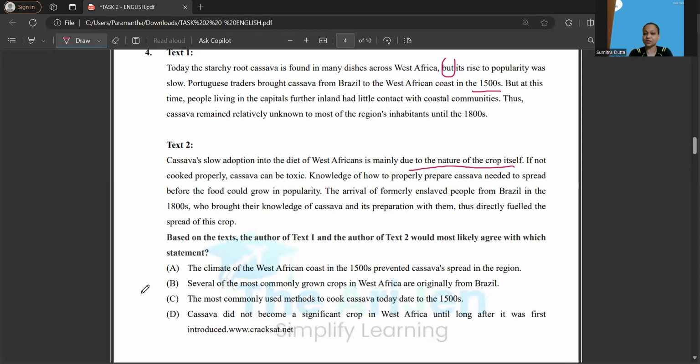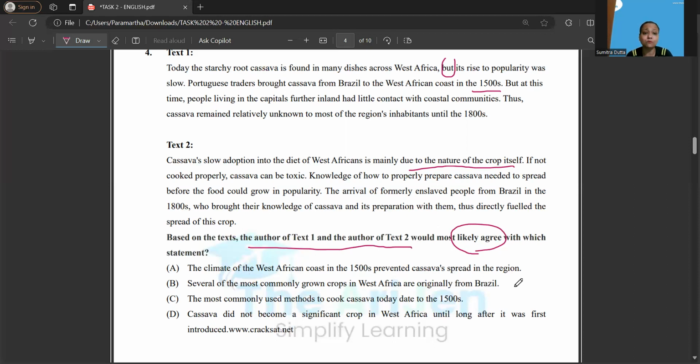Let's see the question. Based on the text, the author of Text 1 and author of Text 2 most likely agree with which statement? So both the texts you have to consider, and they're most likely agreeing. This is important. You have to highlight the keywords in the question. Number A, the climate of the West African coast in the 1500s prevented cassava spread in the region. Okay, the climate of the West African coast.